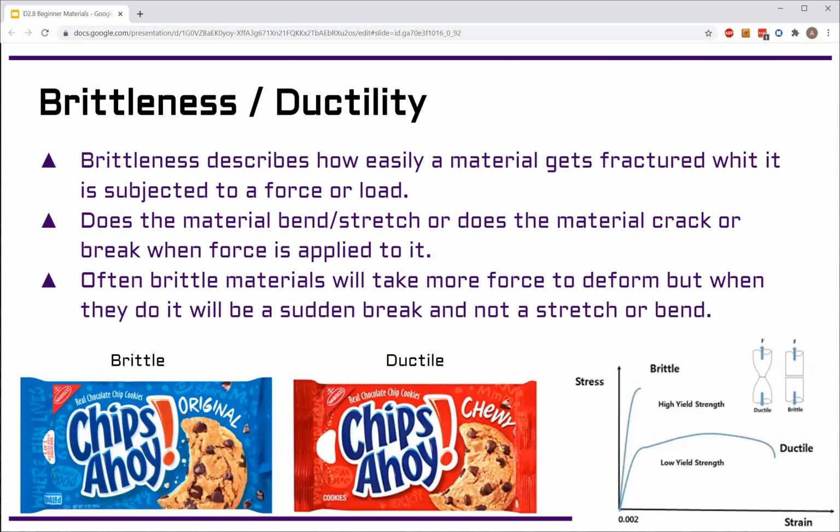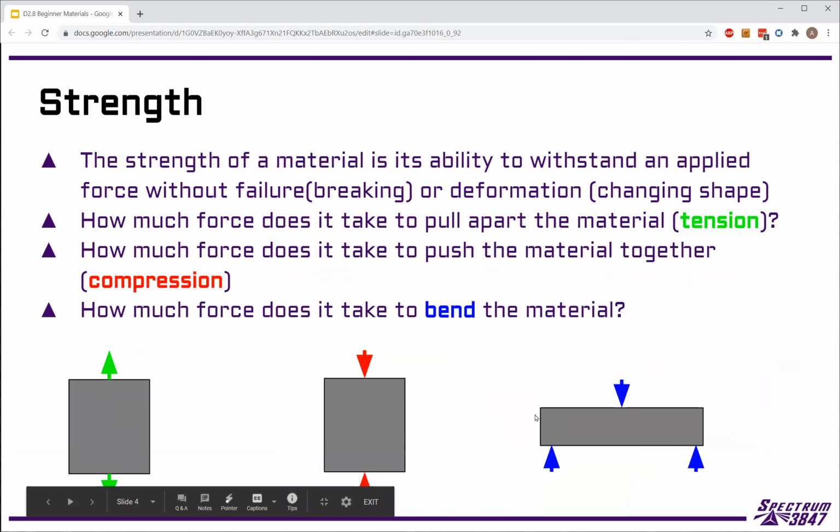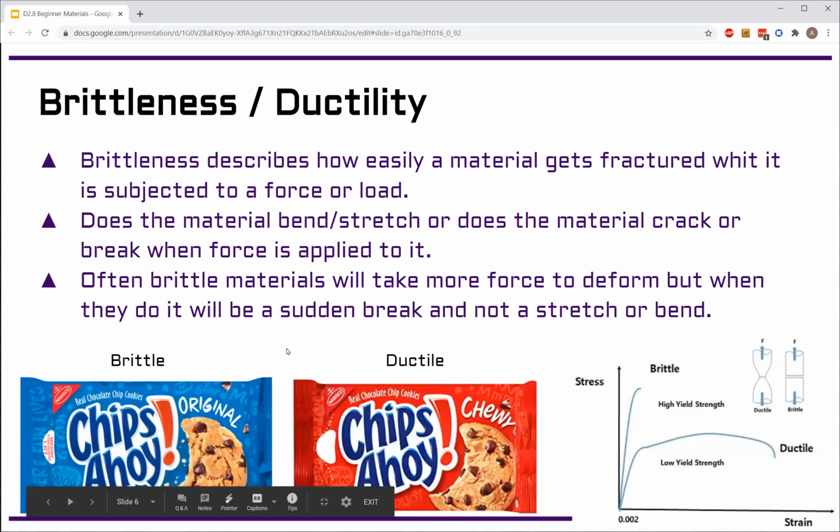Brittleness versus ductility. Brittleness is how we describe how easy a material is to be fractured when it's subjected to a force or a load. So basically what we're looking at is, when we do these tests, how does it break, not just when does it break. When you apply a force to the material, or you're trying to stretch the material, does it rip apart into pieces and everything kind of stays the same shape? There's just a clean line down everything and it's in two pieces.